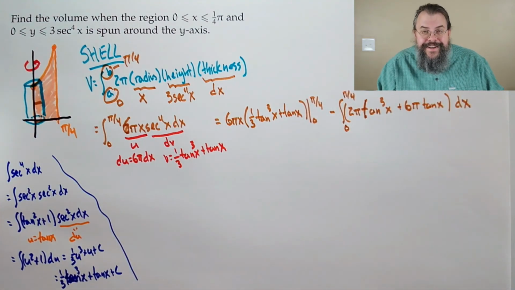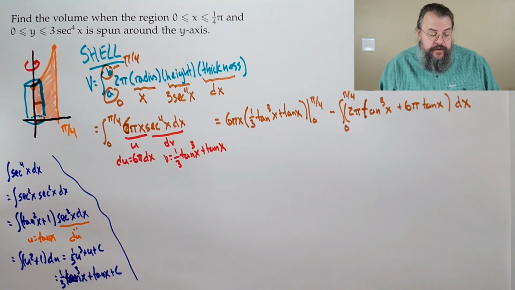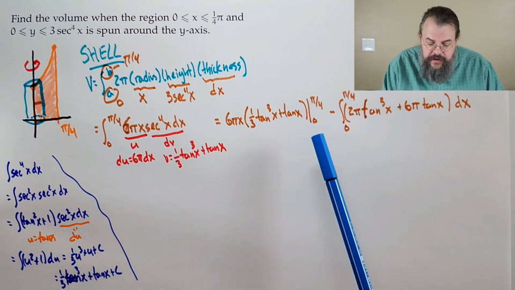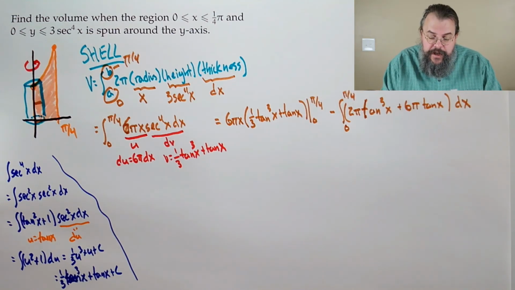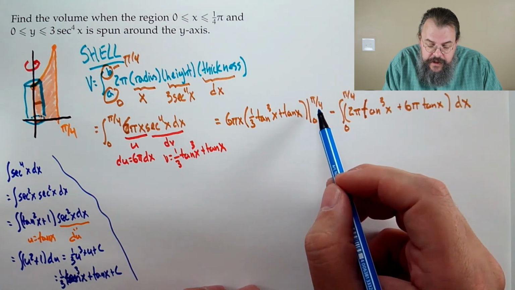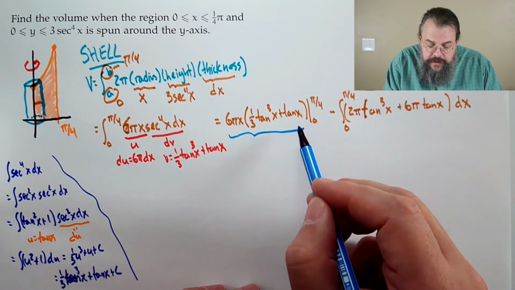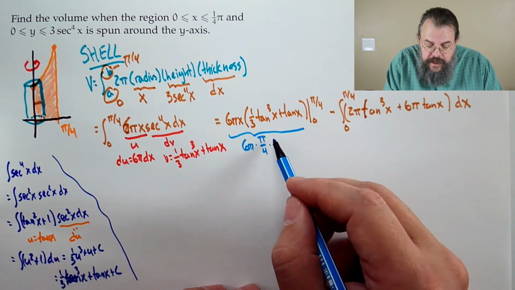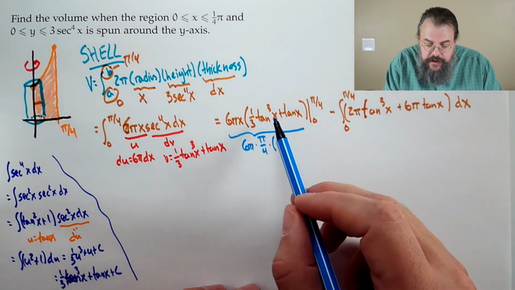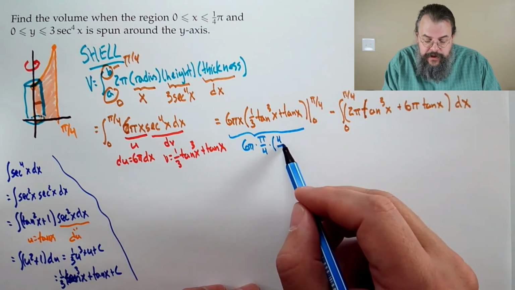Okay, good. We've made great progress on this. Let's go ahead and evaluate, because we can evaluate early if we want to. Notice when you plug in 0, you're going to get 0. Nice, clean. And when you plug in pi over 4, tangent of pi over 4 is 1. So what you get is 6 pi times pi over 4 times, and here, 1/3 plus 1. Well, what's 1/3 plus 1? It's 4/3.